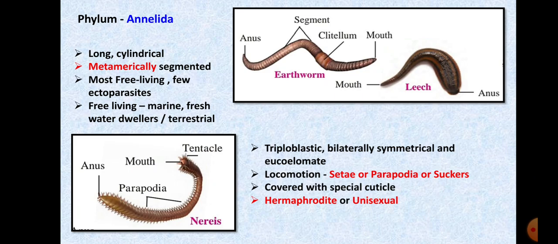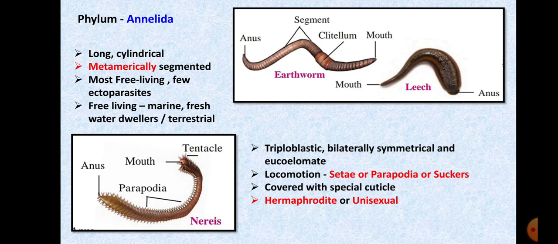Now I will not explain you. You can just look at the Nereis on your screen. There are these hairy structures on either side of the body, right? So these are parapodia which will help them to move forward, right? In some you will find suckers, in some you will find setae. So this is how they locomote.